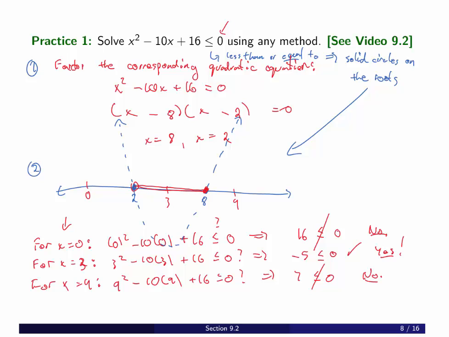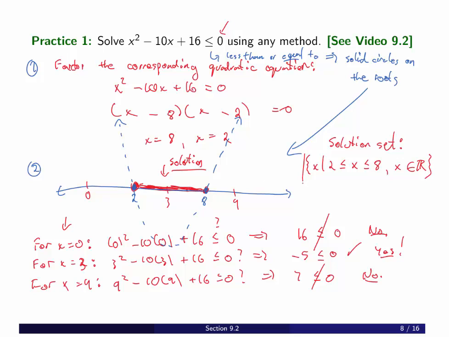Between 2 and 8. That's the solution. Oops. Sorry for my poor writing. So your solution set for this example would be the following. x such that 2 is less than or equal to x is less than or equal to 8, and x is an element of all the real numbers. Okay, there's an infinite number of solutions between these 2 points. So that would fall into that case.